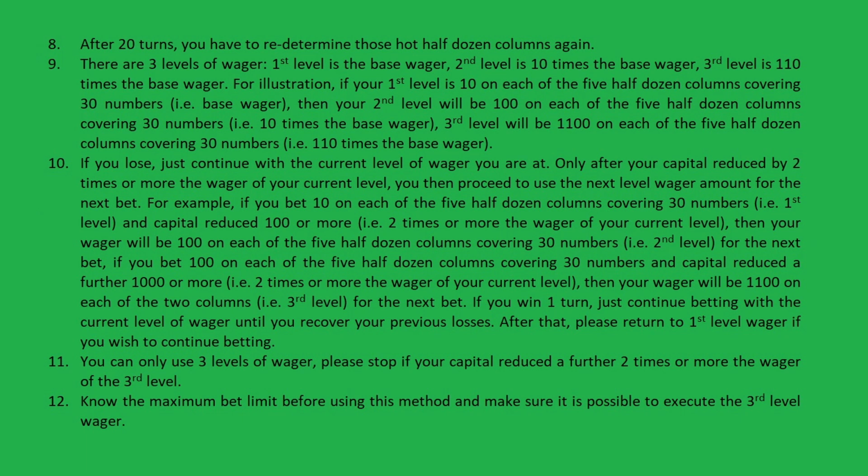First level is the base wager, second level is 10 times the base wager, third level is 110 times the base wager. For illustration, if your first level is 10 on each of the 5 half dozen columns covering 30 numbers, i.e. base wager, then your second level will be 100 on each of the 5 half dozen columns covering 30 numbers, i.e. 10 times the base wager. Third level will be 1,100 on each of the 5 half dozen columns covering 30 numbers, i.e. 110 times the base wager.